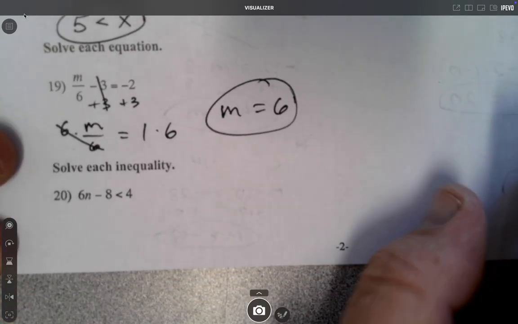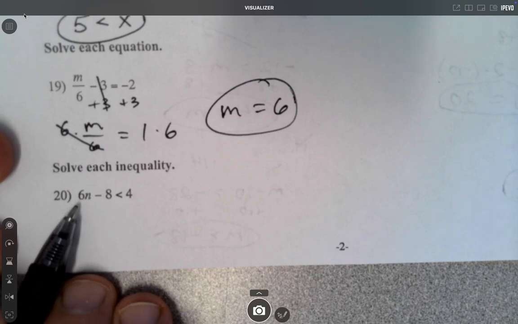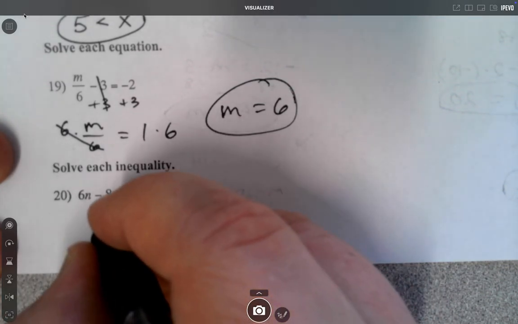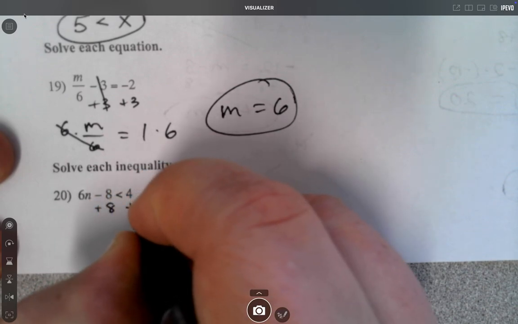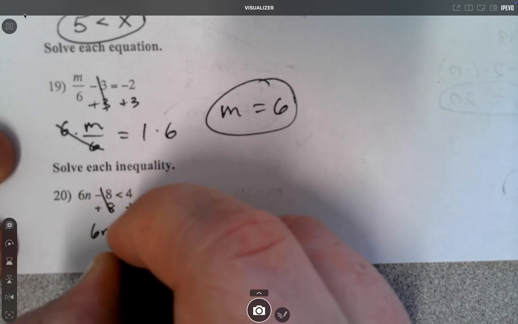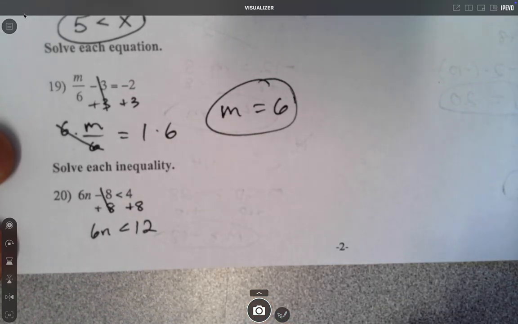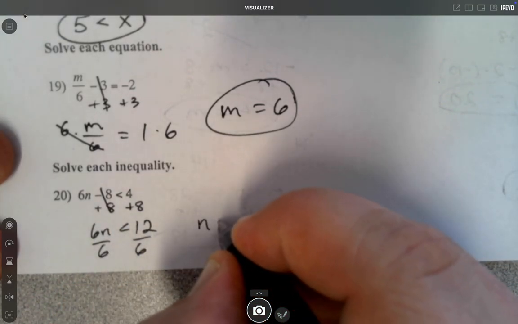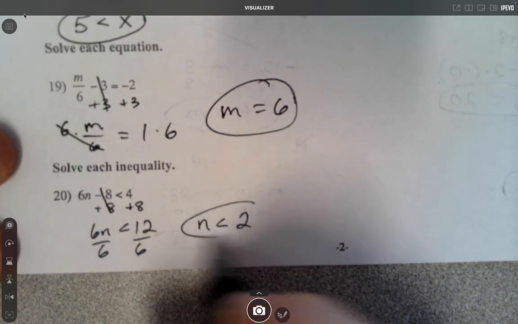And our last one, we have a coefficient and we have a constant. We always want to get rid of the constant first. So I'll add 8 to both sides. We get 6n is less than 12. Then we divide both sides by 6, and we get n is less than 2.